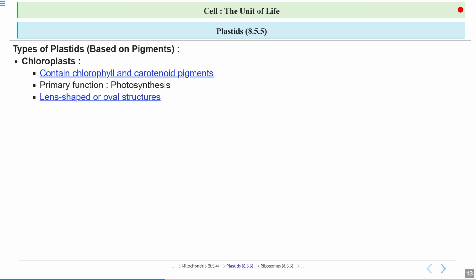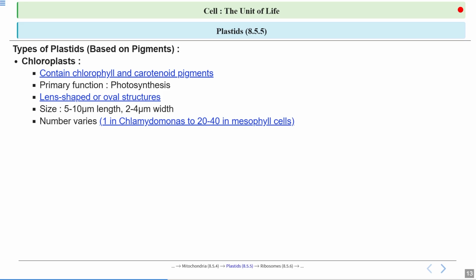Now, chloroplasts are lens-shaped or oval structures. What is the size of the chloroplast? Length is 5 to 10 micrometer, and width is 2 to 4 micrometer.